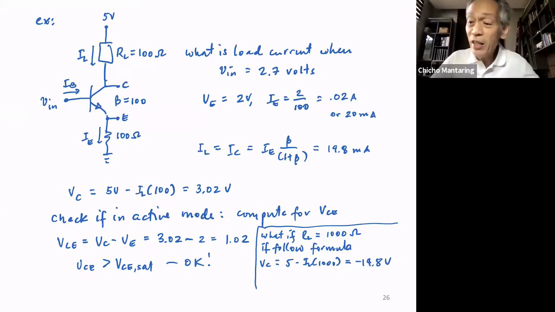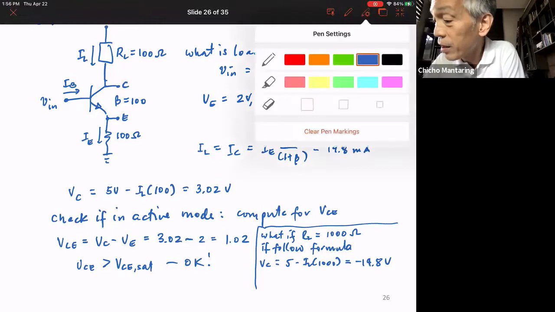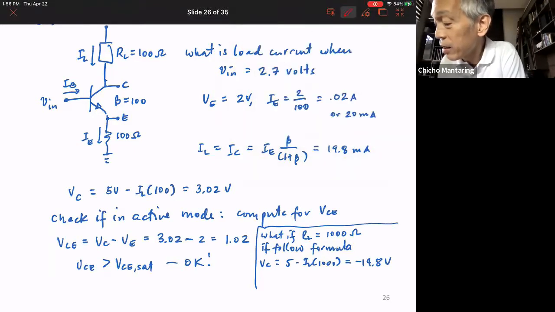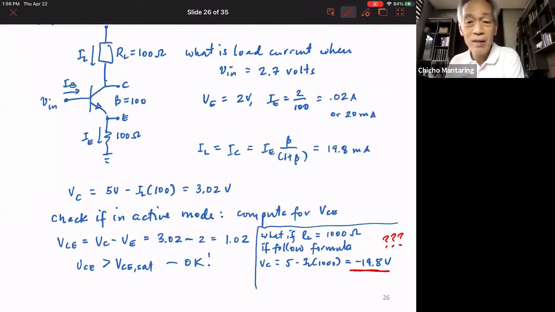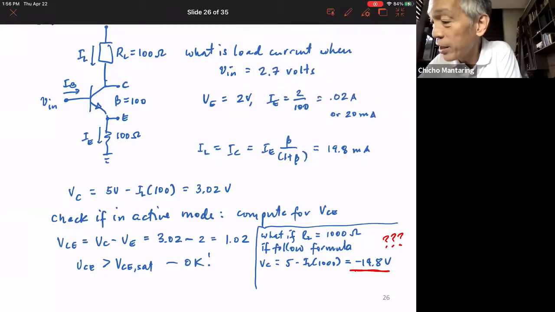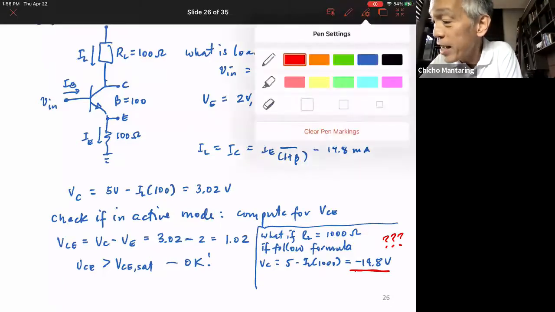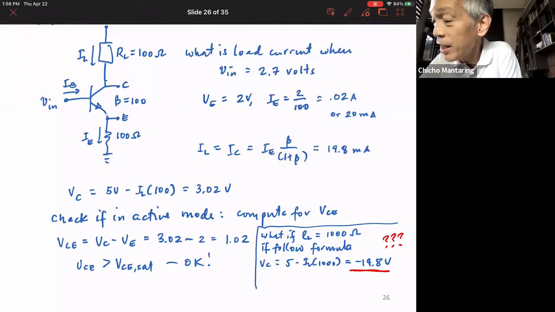Okay? When you see that the voltage here is negative, be suspicious. Because I don't have any negative supply anywhere here. So, seeing that this is negative, that's already a question mark. We should not have any negative voltages in this circuit. Anyway, if you compute for VCE, let's just go through the motions.